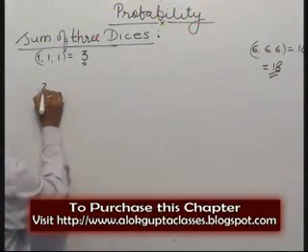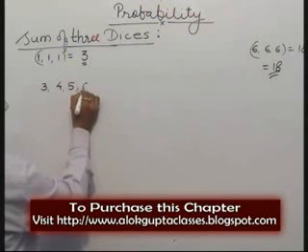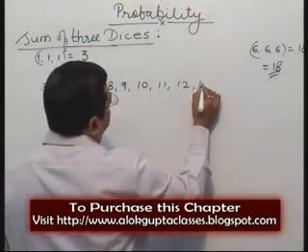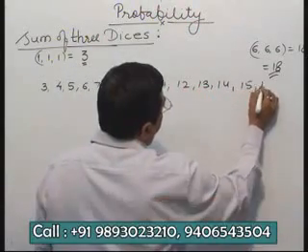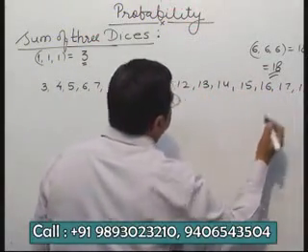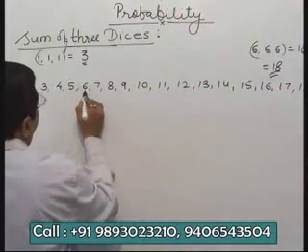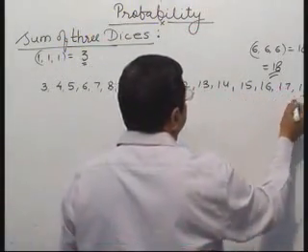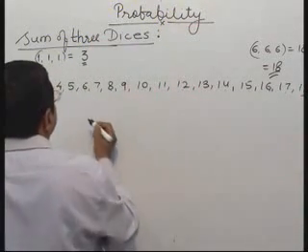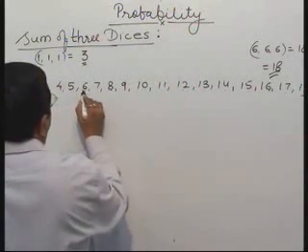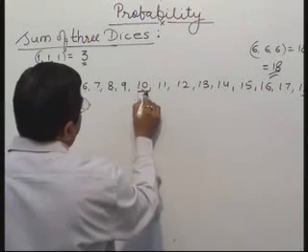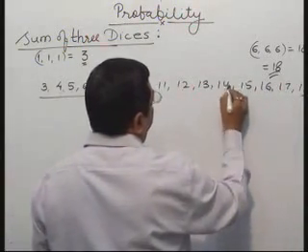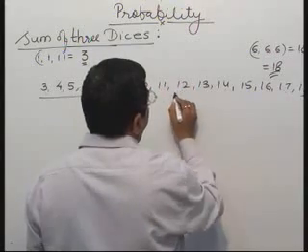Sum will be 3, 4, 5, 6, 7, 8, 9, 10, 11, 12, 15, 16, 17 and 18. Total, 16 numbers are there. Half करिए, 16 का 8. Leave it. Then 1, 2, 3, 4, 5, 6, 7, 8.